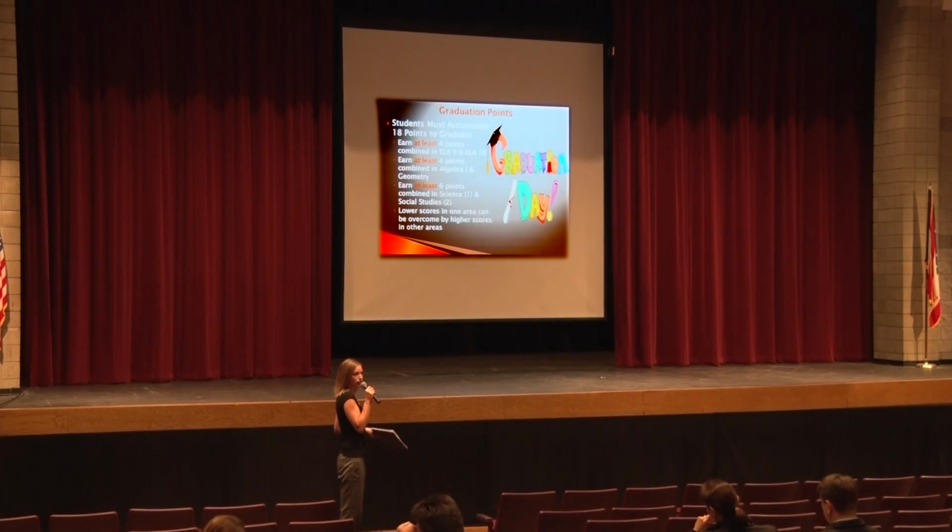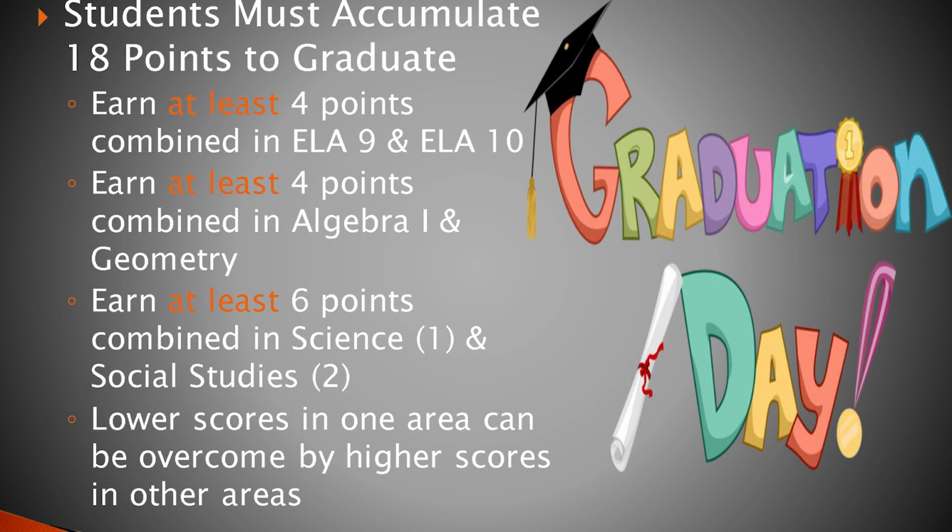What the points mean in the grand scheme of things is graduation points. So 18 is the big number, and there are some other limits, some minimums that you have to hit within those 18. Between the 2 English tests, the English 9 and English 10 tests, they have to earn at least 4 points. Between the 2 math tests, the Algebra 1 and Geometry tests, they also have to receive 4 points. And then between the science, either physical science or biology, and the 2 history tests, history and government, they have to earn a minimum of 6 points.